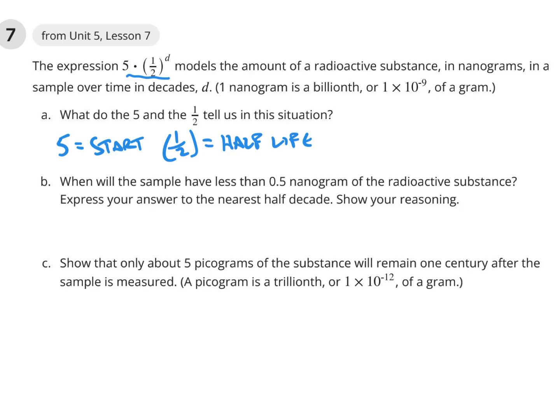When will the sample have less than 5 nanograms of the radioactive substance? So what you're going to do is put this equation into the calculator, but instead of the decade variable, you're going to put x over 10 to measure every year. So when x is 1, that's 1 year out of 10. So we're going to do this and find when it has less than 0.5.